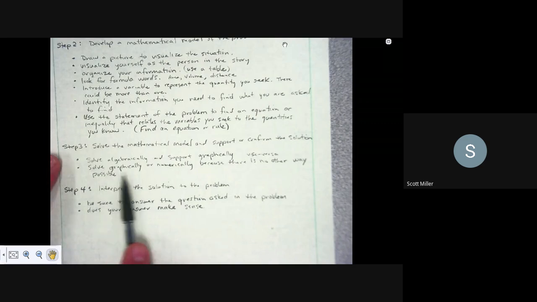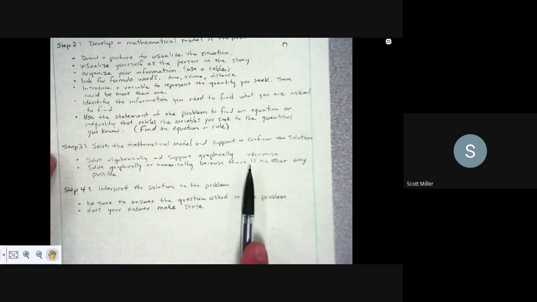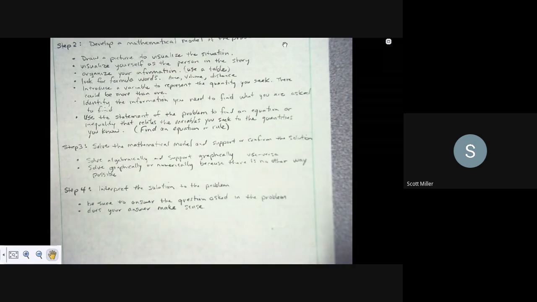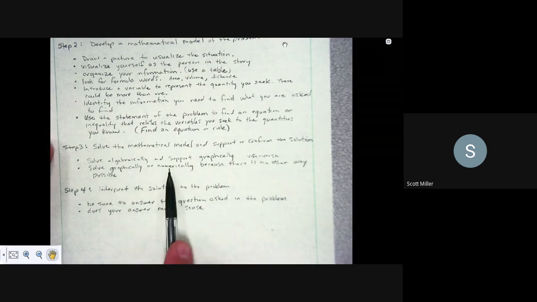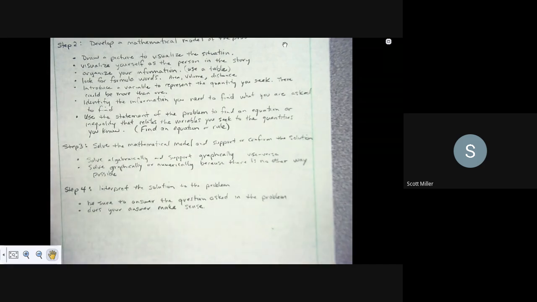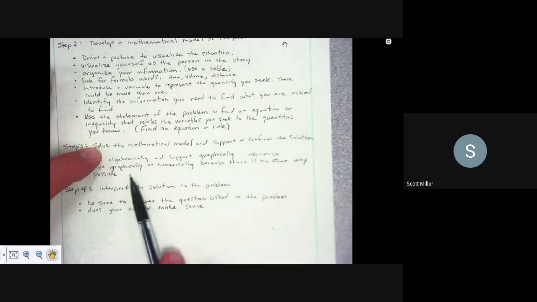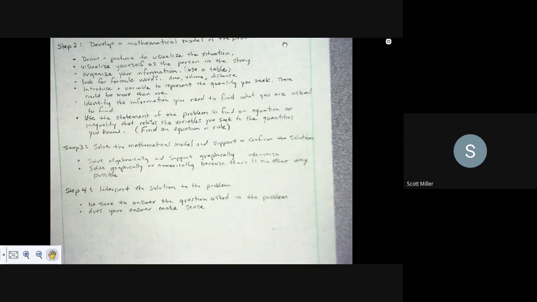Try to avoid solving graphically and numerically as your sole method. Let me put it differently: solve graphically and numerically if you can't solve it algebraically. Algebraically will give you an exact answer. Graphically will give you approximate answers a lot of times. Numerically, it takes a long time to find. So if you rely on these solely, you're not going to get the best answer. So you really want to solve algebraically and then support with these two. But if you can't solve algebraically, then use these two methods as your sole means for finding a solution.